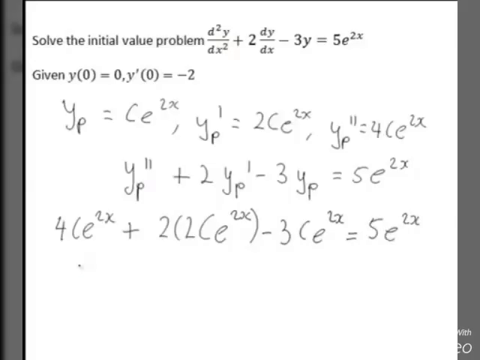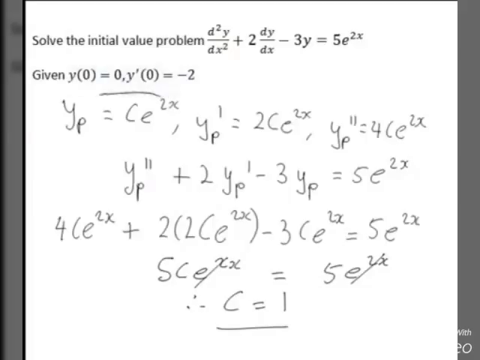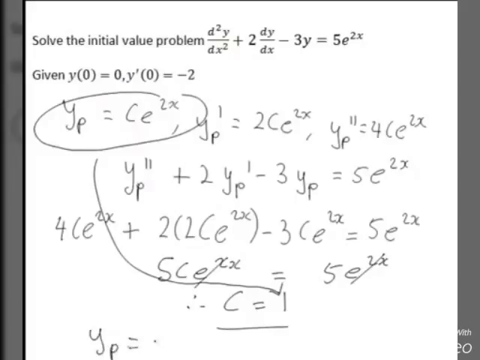Expanding and simplifying, all of these are multiples of c e^(2x), which expand to give us 5c e^(2x) on the left when we simplify, equals 5e^(2x) on the right. The e^(2x)'s cancel, leaving 5c = 5, hence c is just equal to 1 in this case. So yp was c e^(2x). In this case that will just be yp is 1 e^(2x). That is, yp is just e^(2x) here.